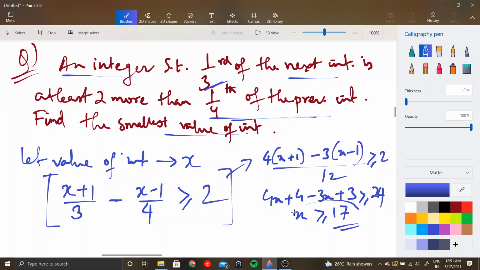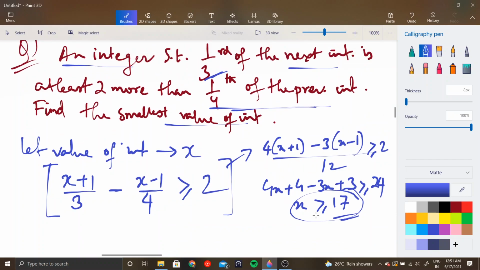X is greater than or equal to 70. Now what you guys do is, after solving it till here, you make this as the answer. But this is not the answer. The question had asked you for the smallest value of the integer. So I need to give the minimum value. So this is telling me that x is greater than or equal to 70.